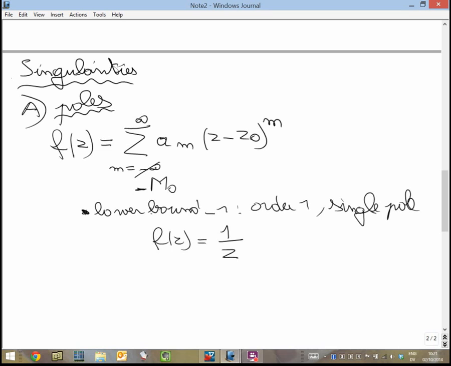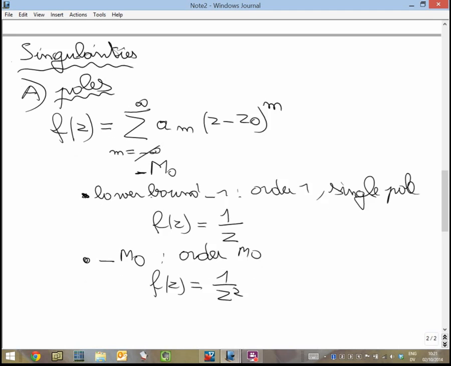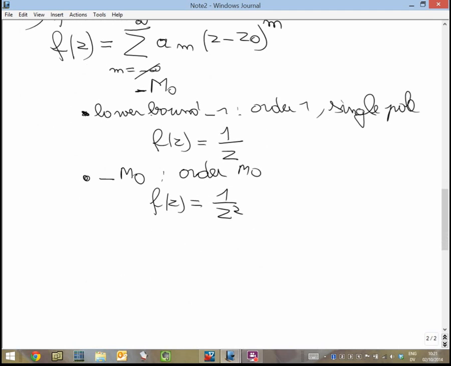That's a single pole. If you have lower bounds minus m0, then you have a pole of order m. So you could have, for example, f of z is 1 over z squared, that's a pole of order 2, and so on and so forth. So this is nothing special, but it becomes a little bit more interesting if you have the case where the lower bound is minus infinity.